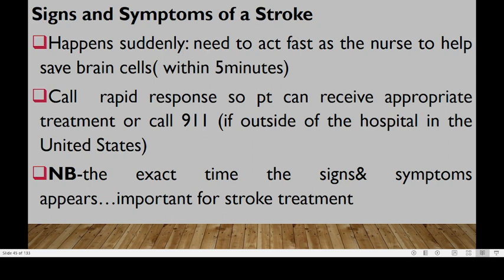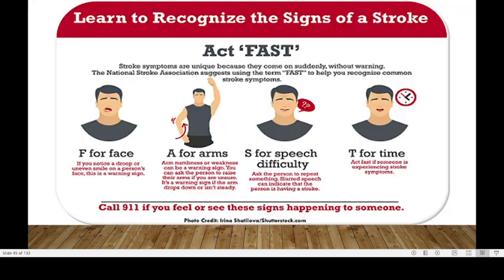So in terms of signs and symptoms for stroke, it happens suddenly, so you need to act fast as the nurse to help save the brain. Remember, within how many minutes? 5 minutes. Okay, you call a rapid response, especially if you're in the ICU, so that you can receive appropriate treatment. Right? All right. So the exact time the signs and symptoms appear, you have to note it down, and this is very important for stroke treatment.